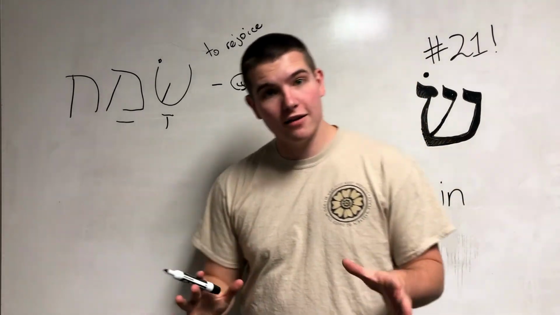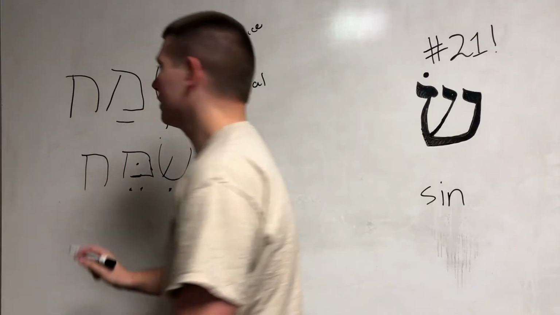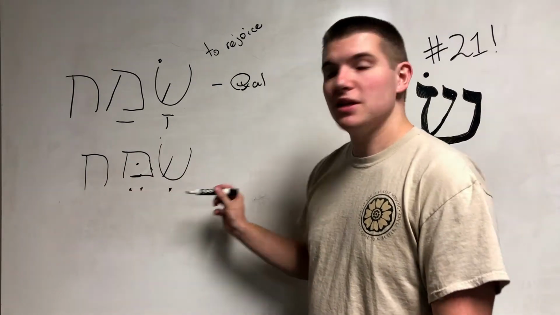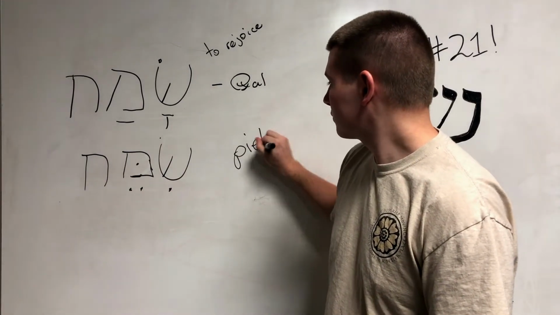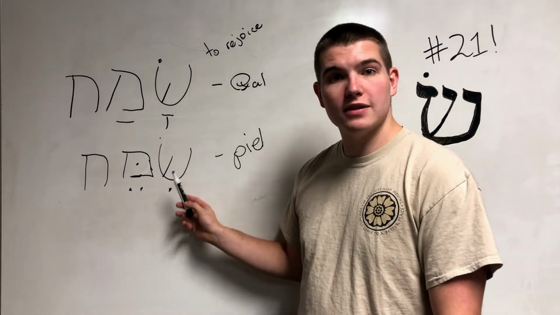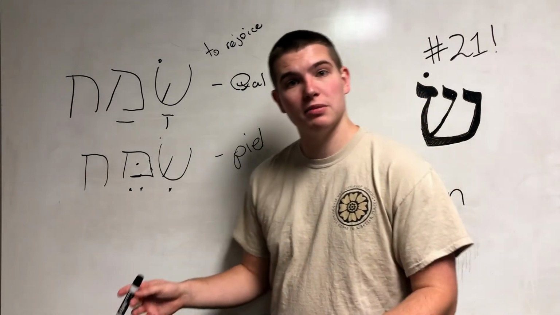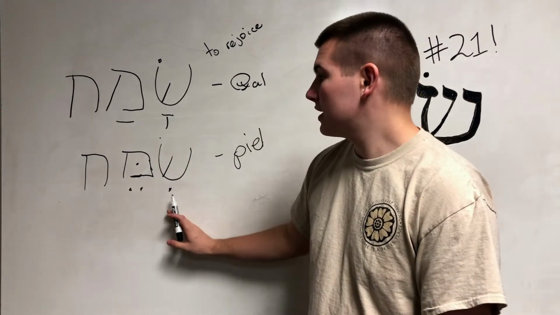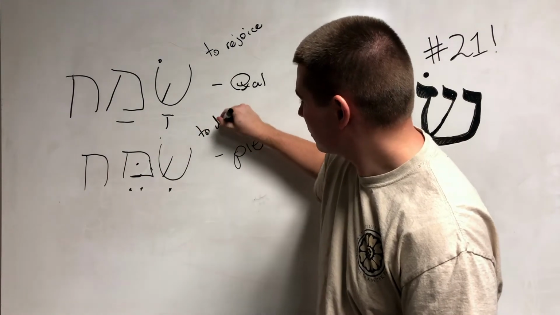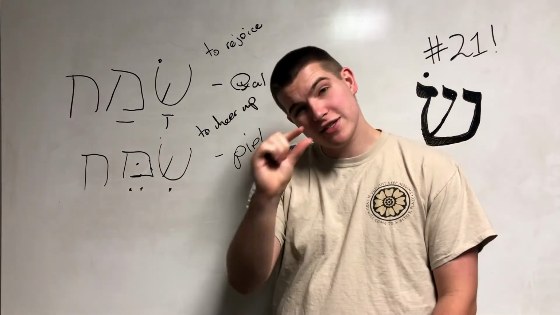And I want to show you a second verb form with the same word. Here we go. So same word, but different vowels and a little bit different form. This is the piel, which is another common verb form. And instead of meaning to rejoice, now this verb means to cheer up. When you're cheering someone else up, you use piel, you use simech. Simech is how you pronounce this one. To cheer up. So those are different verb forms, and they have slightly different meanings.